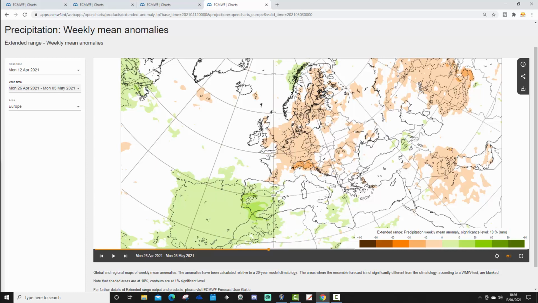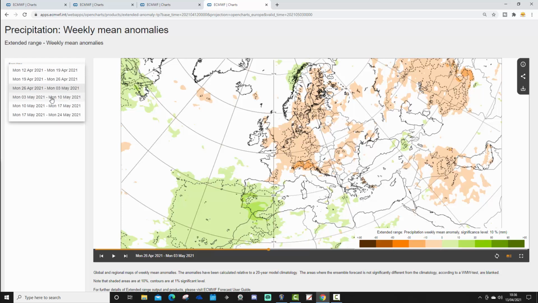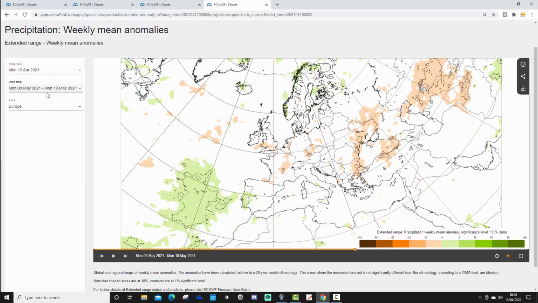So it does look as though northern Europe is going to be largely settled, really, for the rest of April. And then we go through to week 4, which will be the 3rd through to the 10th of May.